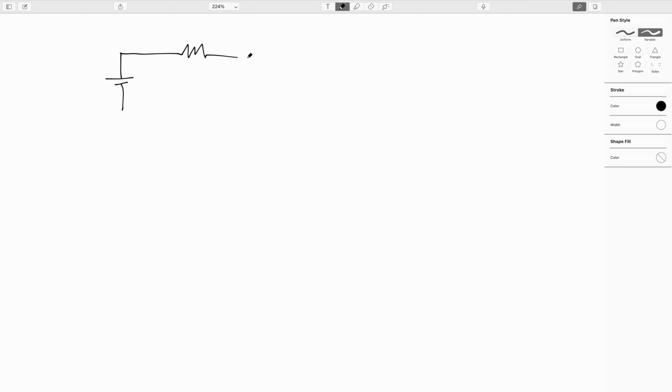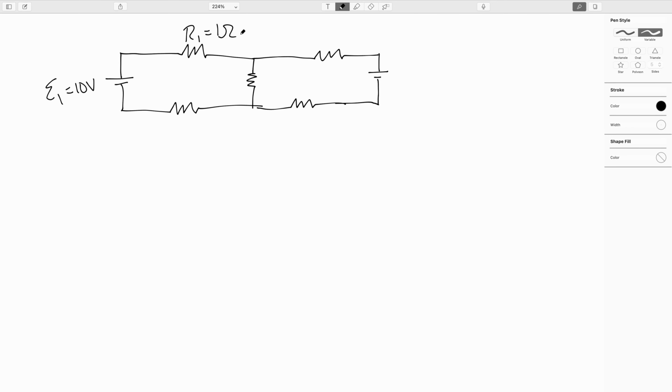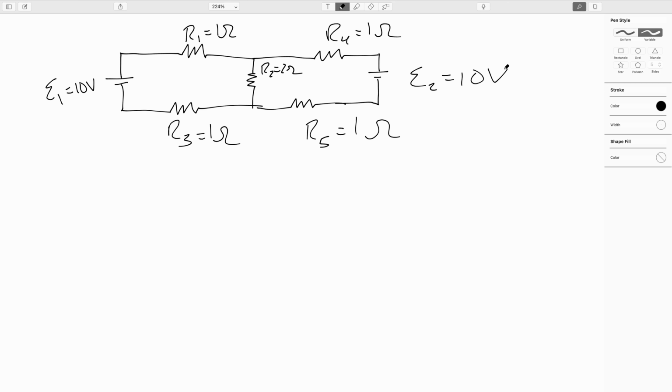This is one of the smallest possible circuits that I can draw that is going to have to be solved by Kirchhoff's laws, and we can't do it any other way. So let's say I have here a 10-volt battery. There we go. So we'll say E1 is 10 volts. We'll say this is a 1 ohm resistor. We'll say this is a 2 ohm resistor. We'll say this is a 1 ohm resistor. We'll say that this is also a 1 ohm resistor, and that is also a 1 ohm resistor. And we'll say that this is also a 10-volt battery. Now, what I would like to know is the current flowing through literally everything in the circuit.